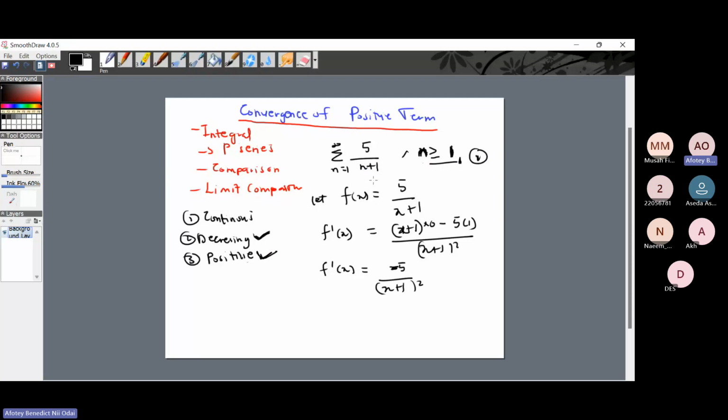Now we haven't even begun solving the question that we were asked. What was the question? The question was: using the integral test, show whether the following series is convergent or divergent. And since the integral test is one of these three, it falls under the convergence of positive term series.